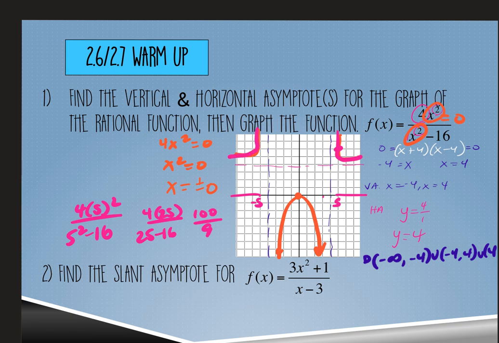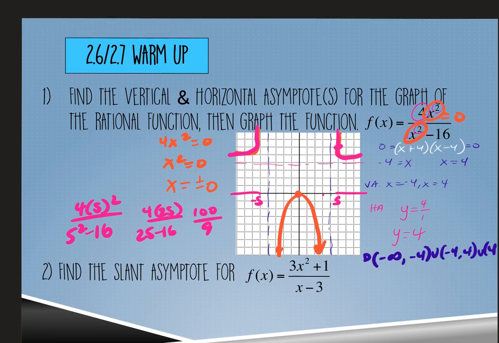So in each of those sections, you've got to figure out, am I going above or below the horizontal asymptote, and then what's my middle graph look like? We're going to do some more practice with that today, but questions so far?